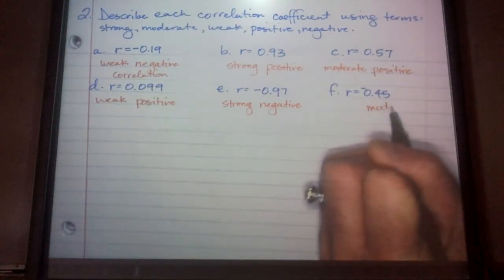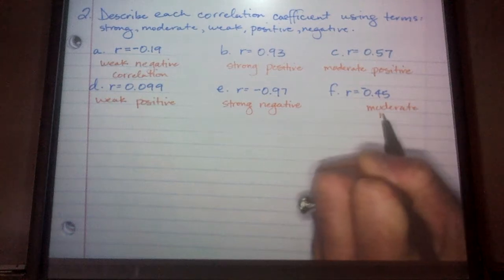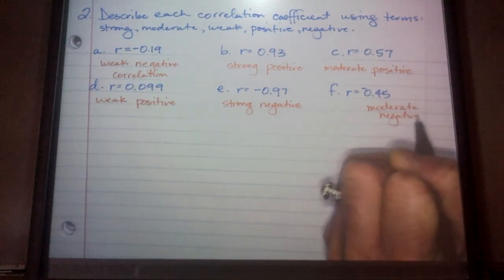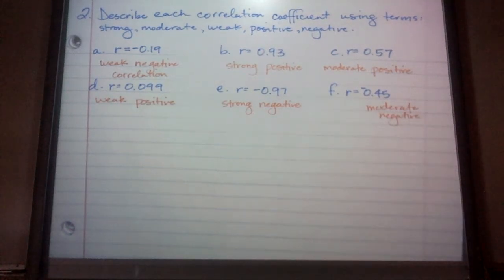I am going to say that this is a moderate negative correlation because it's basically close to 0.5. I know it's negative, but 45 cents is close to 50 cents, so it's right in the middle. Middle is moderate. Okay?